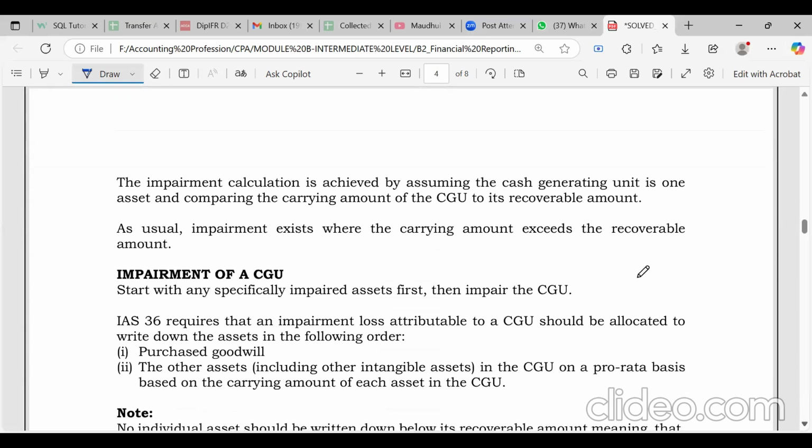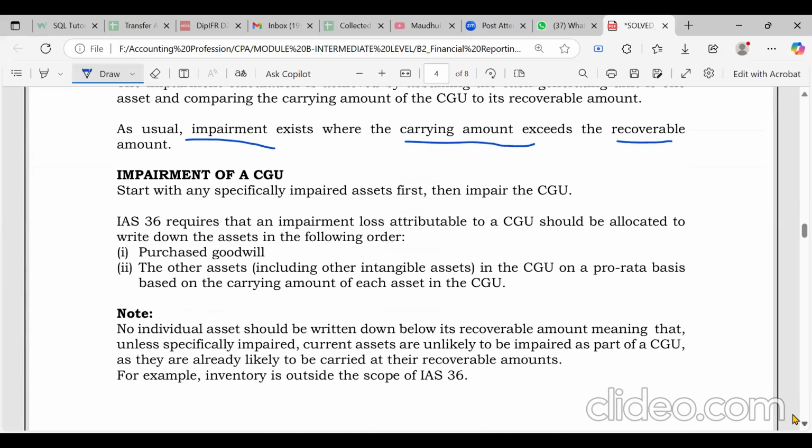So cash generating unit. After getting it, you will find a way to break it down, right? And it's exactly the same principle as before. Like we say, whenever you do impairment, the carrying amount has to exceed the recoverable amount. Just this. Exceeds the recoverable amount.